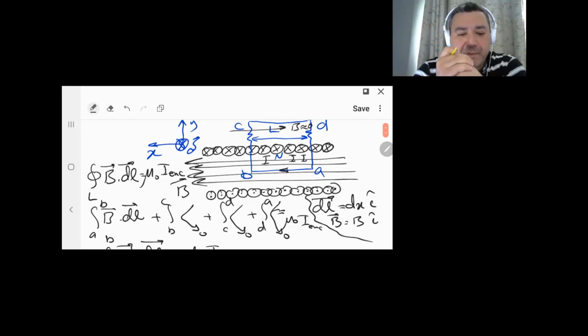Amperes law. Yes, you can look at it in that sense. The higher the number of turns per unit length, this means you have more turns in this specific length.